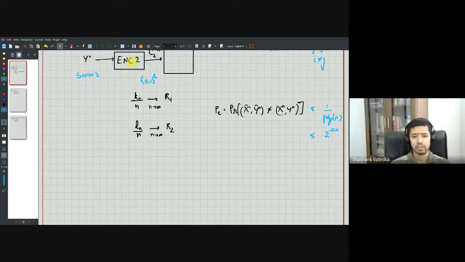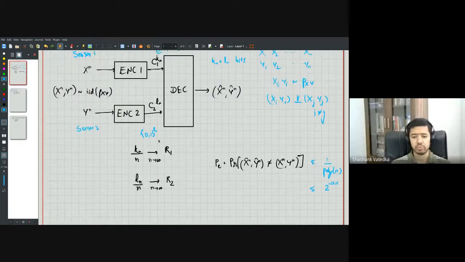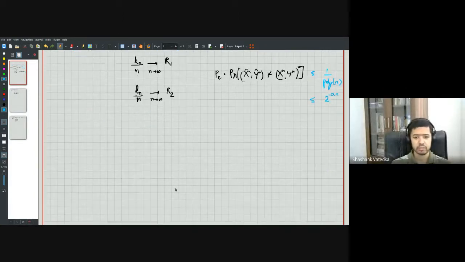And we'll assume that R1 and R2 are the asymptotic rates. So we're really interested in the case where n is very, very large. Given the constraint that the probability of error must be vanishing in n, how small can R1 and R2 be? That is really what we want to understand. So let us see what is possible and what is not.